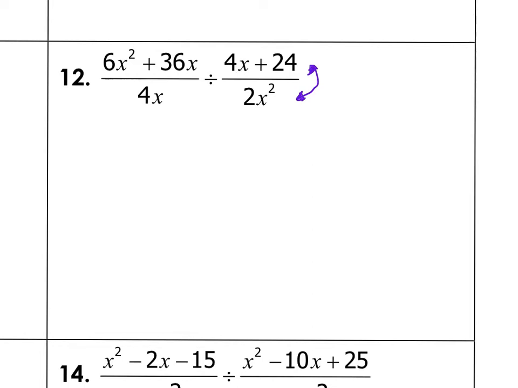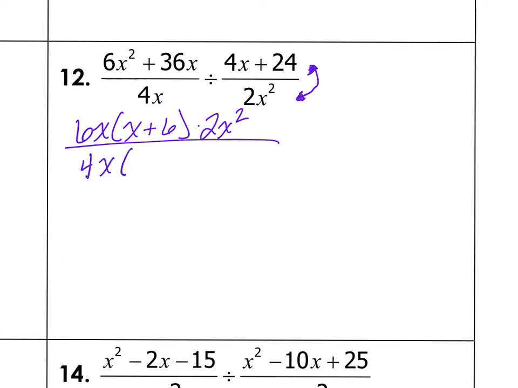So here I go. What can I take out of 6x squared and 36x? I can take a 6x out. So if I take a 6x out of 6x squared, I get left with x. And if I take a 6x out of 36x, I get a 6. And then I take the reciprocal, so it's going to be times 2x squared all over 4x times the top. When I take the reciprocal, the factor of this, I think I can take a 4 out of there. 4 times x plus 6.